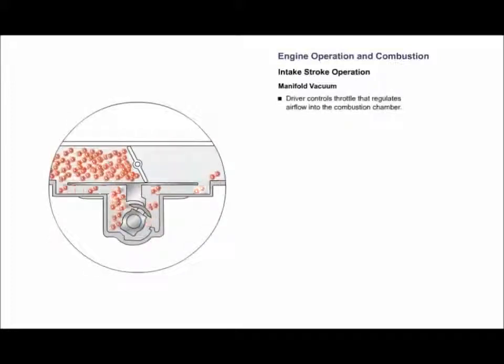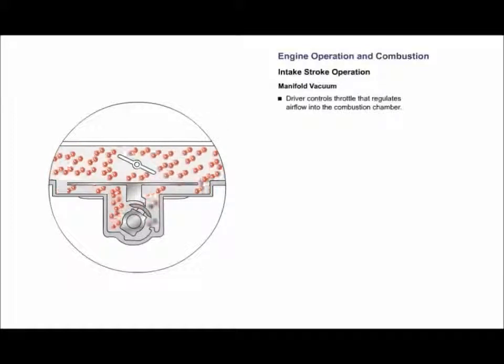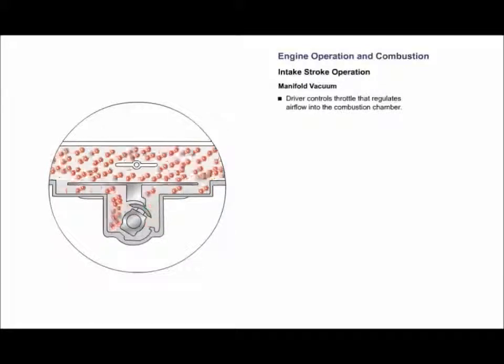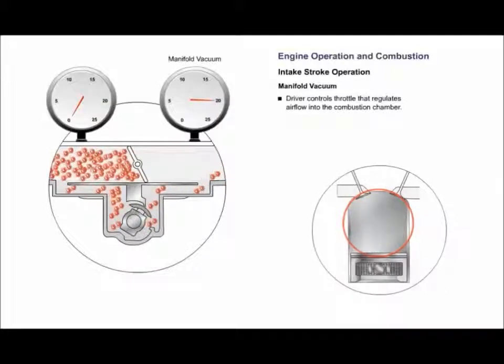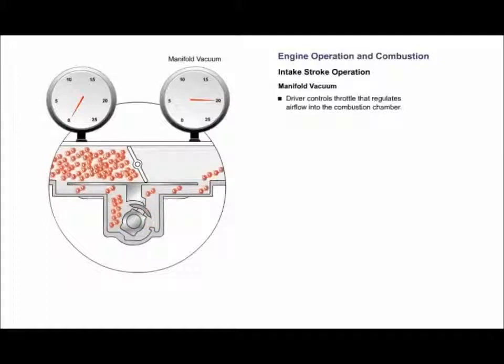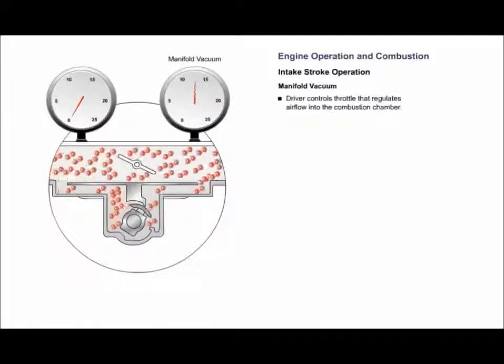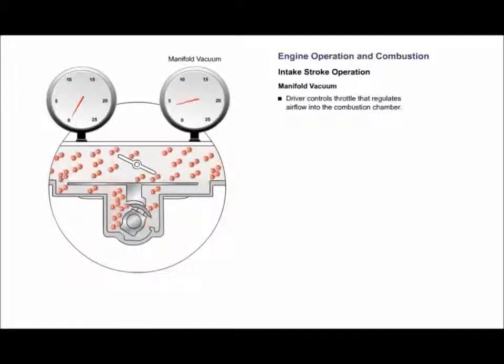On the intake stroke, the driver operates the throttle that regulates the air drawn into the combustion chamber. The wider the throttle opening, the more air enters the combustion chamber. The piston traveling down makes a larger area inside the combustion chamber, reducing the pressure on that side of the throttle. The throttle is what determines the difference of pressure on the combustion chamber side of the throttle plate and the atmosphere side of the throttle plate.